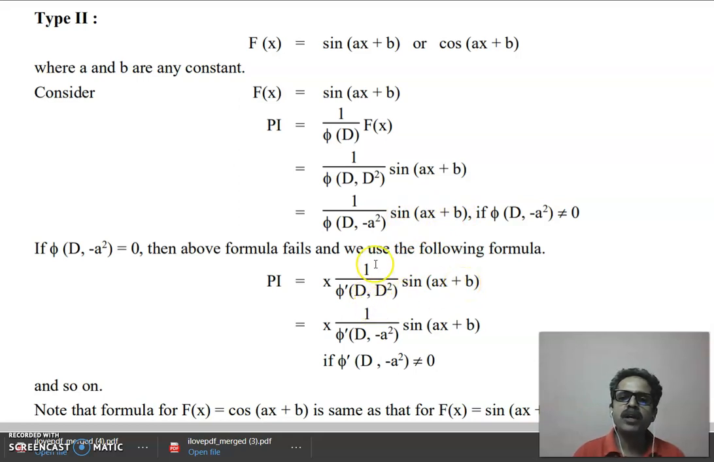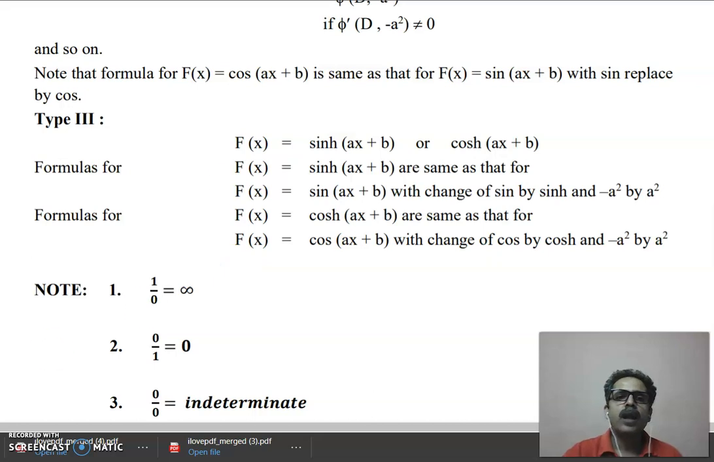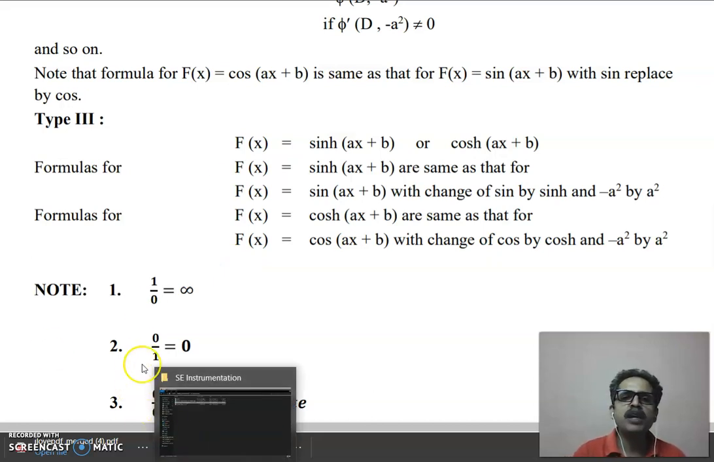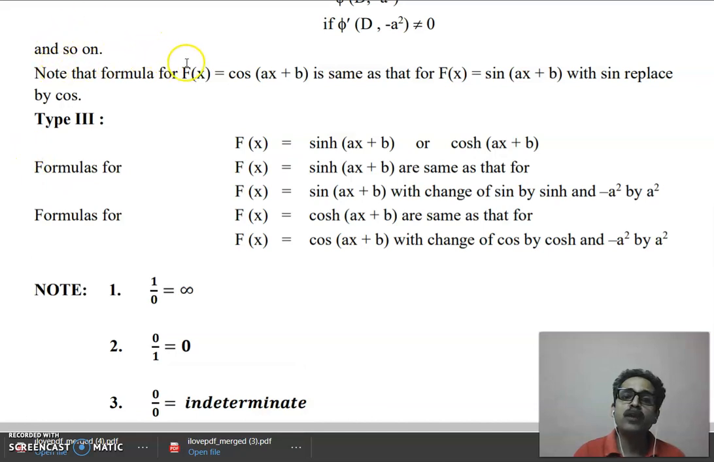Now apply same procedure, replace D square by minus a square and keep D as it is, and this step is well defined if the denominator is non-zero. If denominator is 0, then this formula also fails, and we have to write new formula, and this will go on. We have written the formula for sin of ax plus b, and note that the formula for cos of ax plus b is same as formulas for f of x equal to sin of ax plus b with sin replaced by cos.